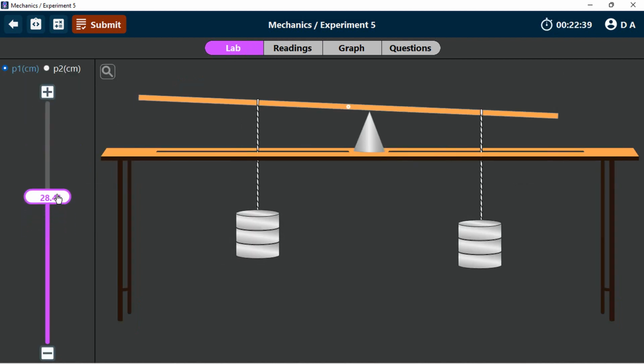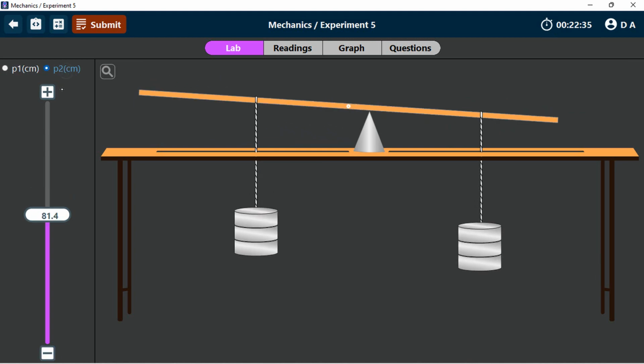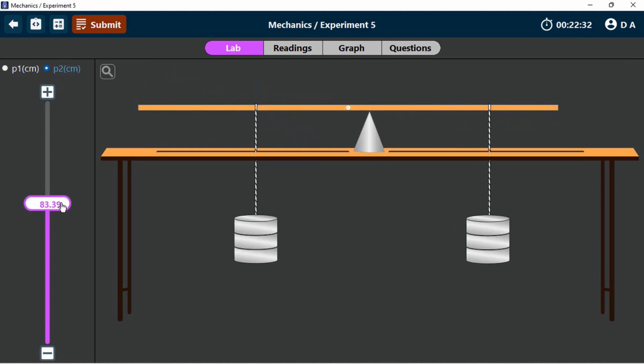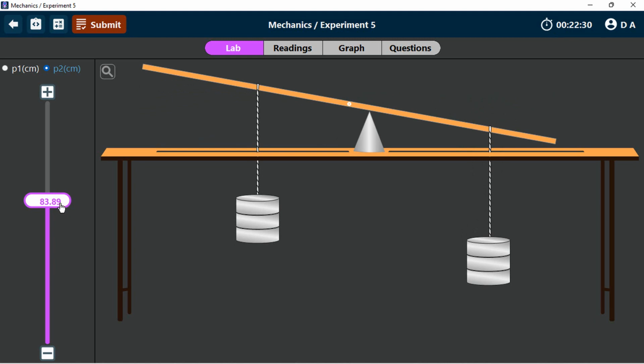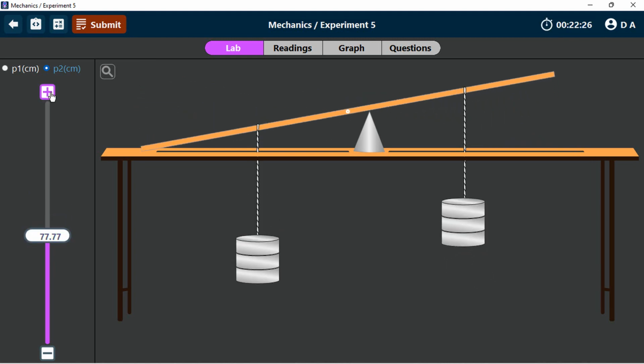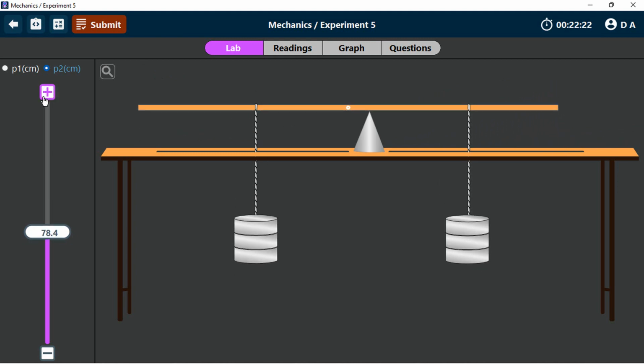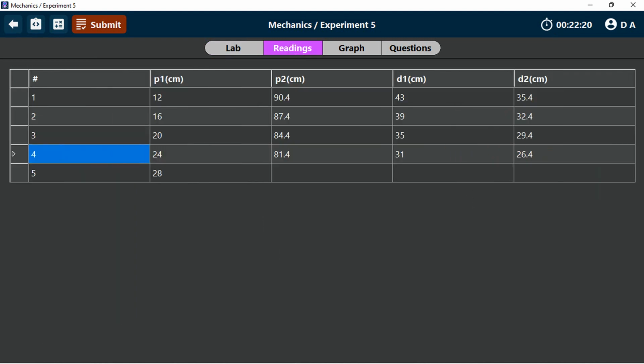So we'll move on to the last value, which is where we have P1 as 28. So in this case, we have 28. Then P2 is going to be this. We are going to balance this until we have the meter rule at equilibrium. So this is 78.4. So you just set this at 78.4.